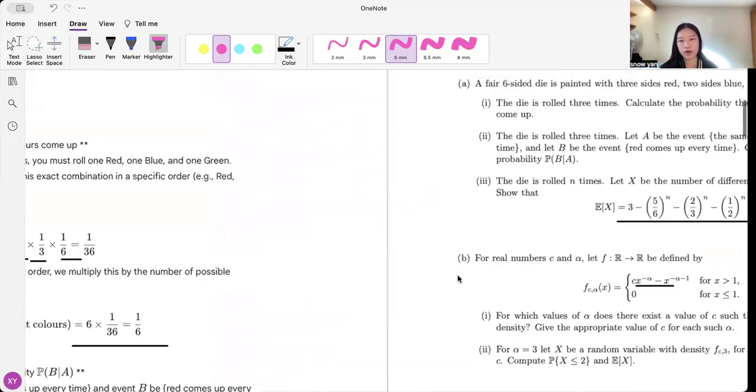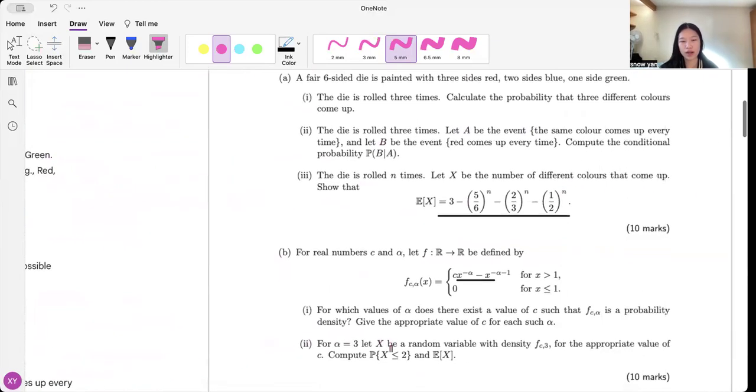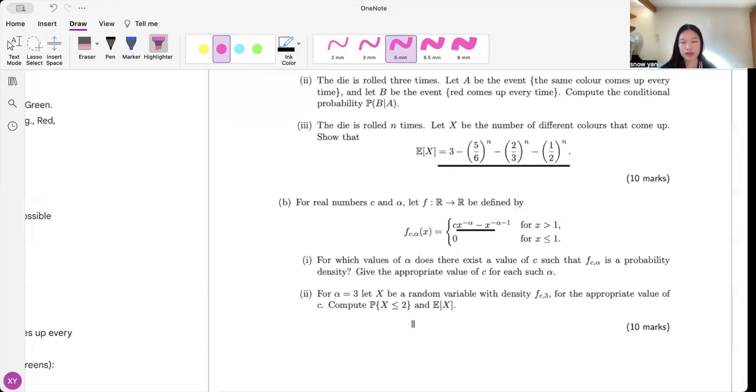Okay, moving on to part 2. For alpha equal to 3, let x be a random variable with density of this. For the appropriate value of c, compute this probability, x is smaller than or equal to 2, and the expected value of x. Okay, so we're given this is the condition.